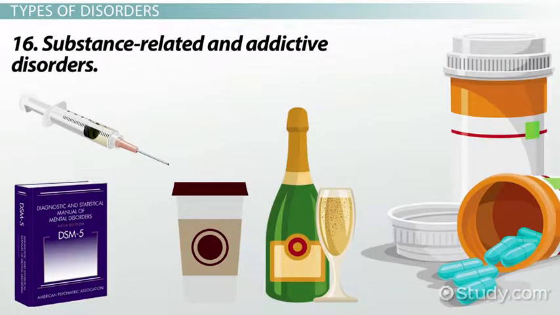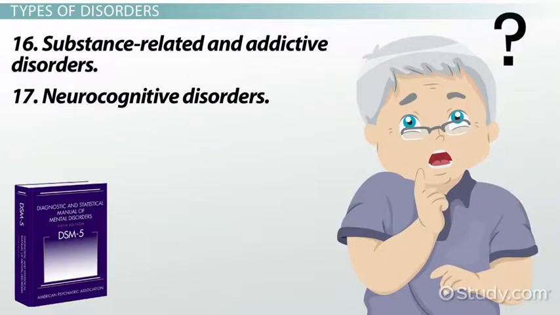Number 16, substance-related and addictive disorders. These disorders focus on addiction, including substance abuse and dependence on alcohol, caffeine, cannabis, and others. Number 17, neurocognitive disorders. This group of disorders are about the issues in thinking, communication, and movement that occur due to neurological diseases such as Parkinson's, Alzheimer's, and Huntington's disease.